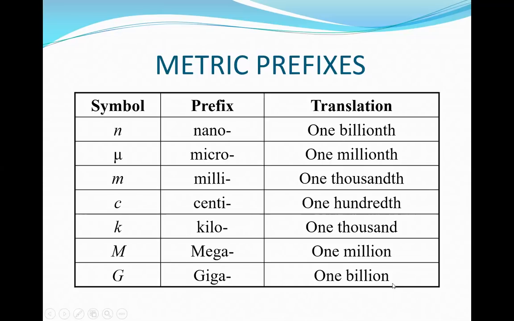So each of these prefixes and the symbol or the abbreviation behind it are important to recognize because something like nano has the translation of billionth, th at the end. It's a very, very small quantity, whereas something with giga as a prefix is billion, no th, means very, very large in comparison.